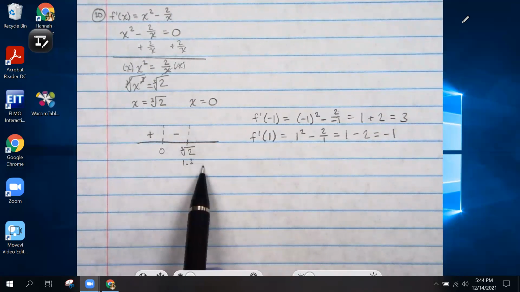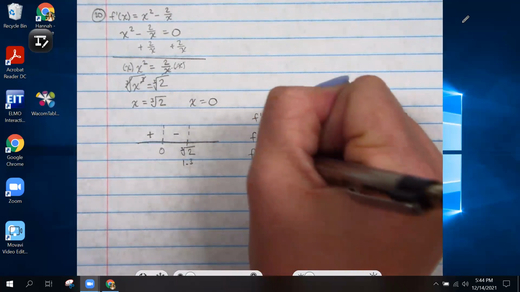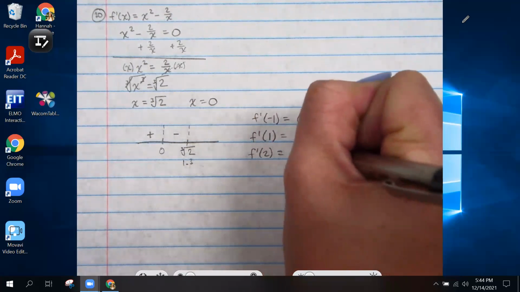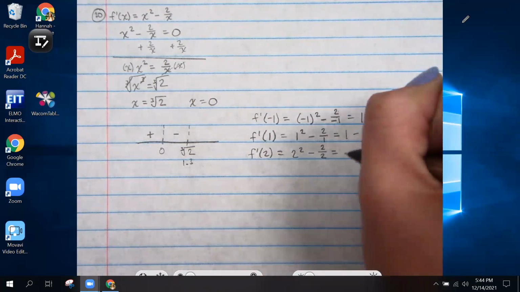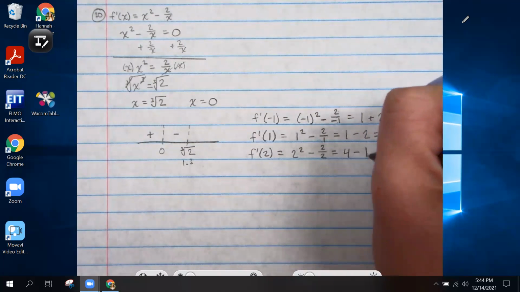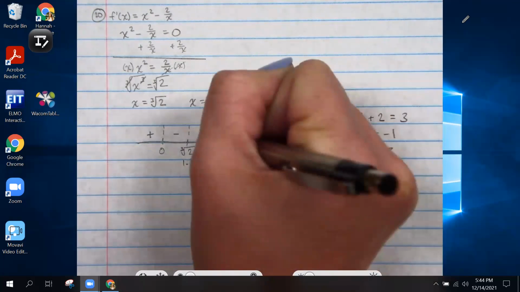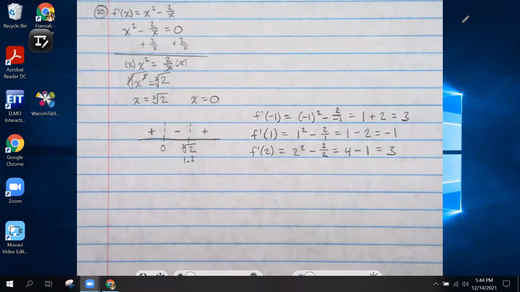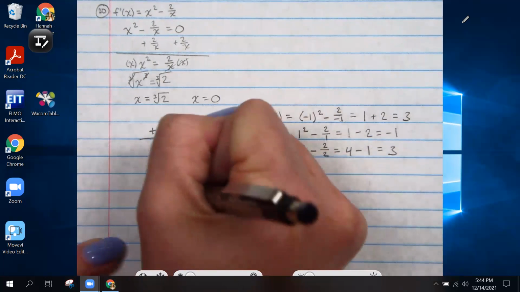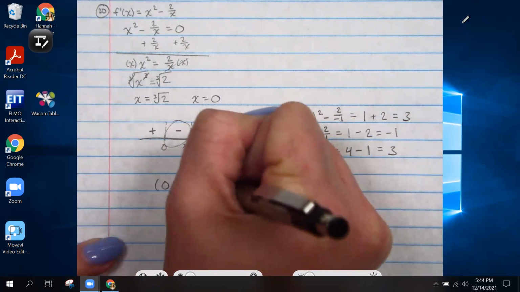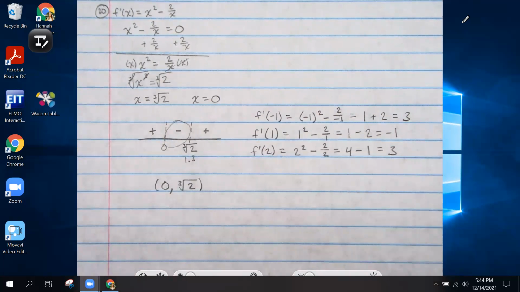Last interval, we can try 2. So f prime of 2. 2 squared minus 2 over 2. 2 squared is 4. 2 over 2 is 1. 4 minus 1 is 3. So we get another positive for that interval. So the question is, on which of the intervals is f decreasing? So it'd only be on this interval from 0 to the cube root of 2, which would be answer D.